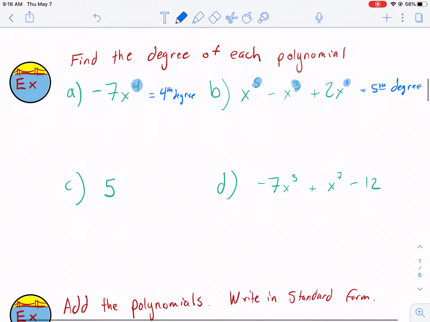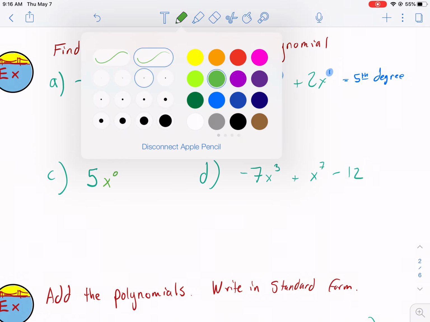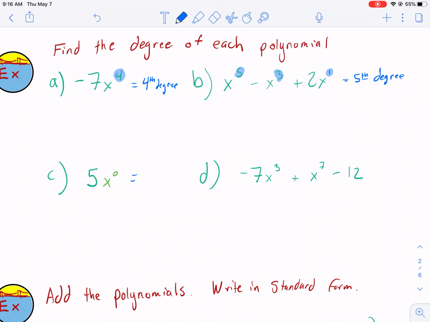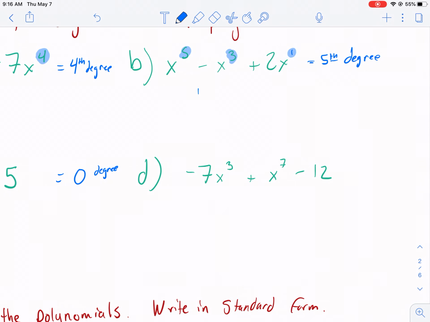Okay, here it doesn't look like there's one. Of course there is one. We already talked about how there is an implied x to the 0. So this is a 0 degree. Anytime you just see a constant, this is a 0 degree polynomial. This one's a monomial. This one up here, this is a trinomial. And the reason why I know is because there's 3 terms. So this is a monomial, this is a monomial, and here we have another trinomial.